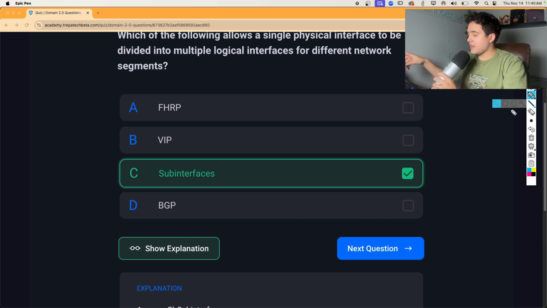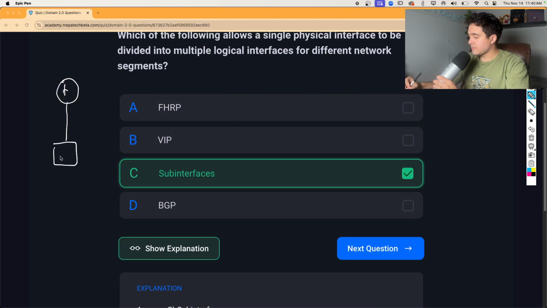So let's say we have R1. Here, we have a router connected to a switch. And let's just say we have 2 VLANs, VLAN 20 and VLAN 30. So each one is going to have its own subnet mask. So when I have a user down here in VLAN 30 connected to this port, let's say it's port gig 0/10, that's going to be part of VLAN 30.